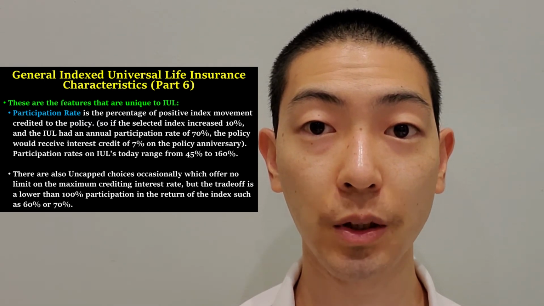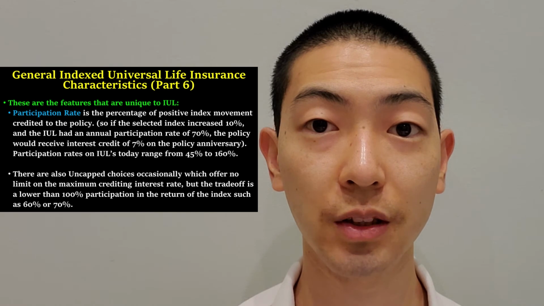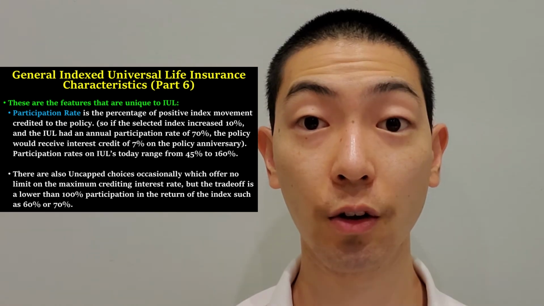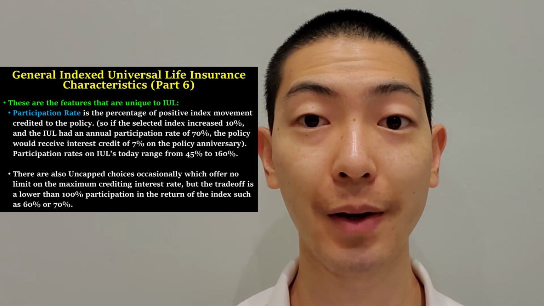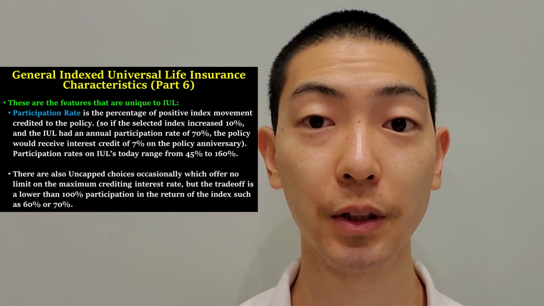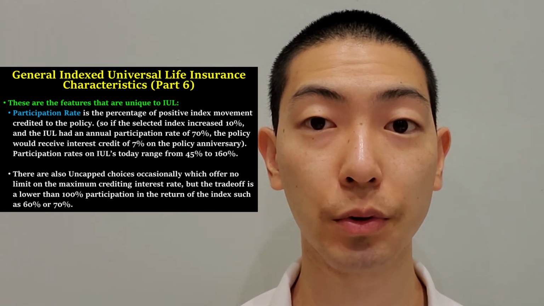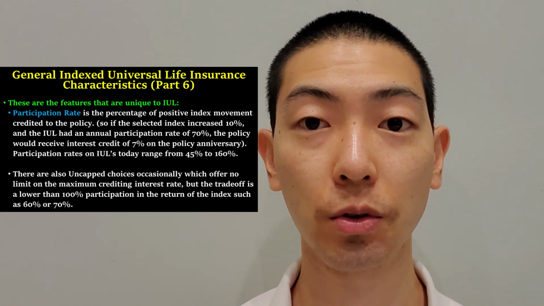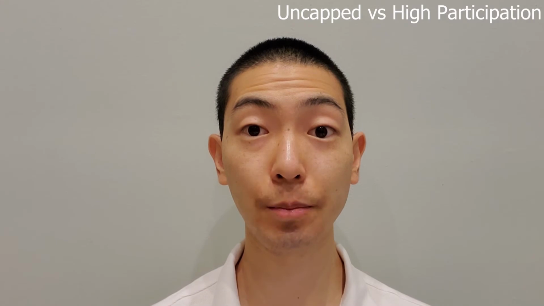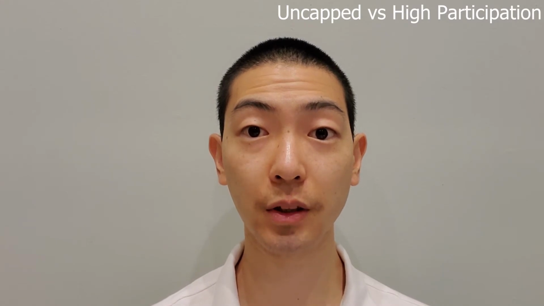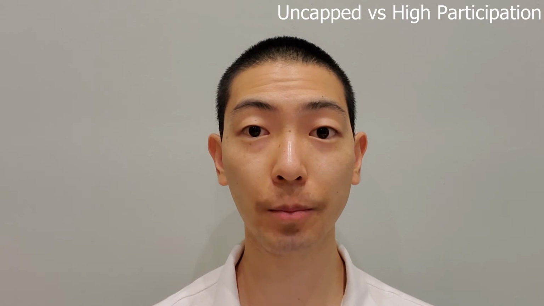Participation rates on IULs today range from 45% to 160%. There are also uncapped choices occasionally which offer no limit on the maximum crediting interest rate, but the trade-off is lower than 100% participation in the return of the index, such as 60 or 70%. Uncapped versus high participation. They trade off with each other. The uncapped has lower participation rates, and the higher participation generally has lower caps.